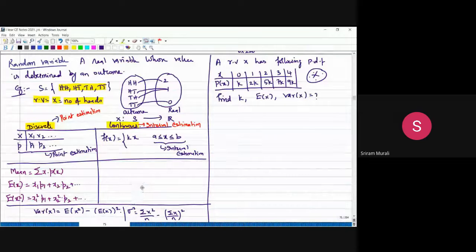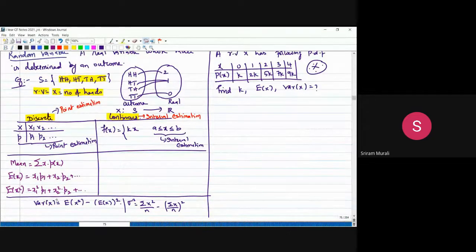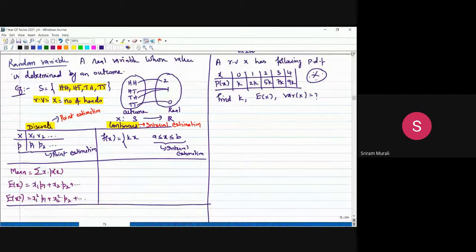I tell you how this has come. This formula and all we have learned. Anyhow, I rewrite it. Here, mean is equal to integral from minus infinity to infinity of x into f of x. The same sigma is replaced by integral. That is my mean. E of x square will be integral from minus infinity to infinity of x square into f of x. So this f of x is acting as continuous.